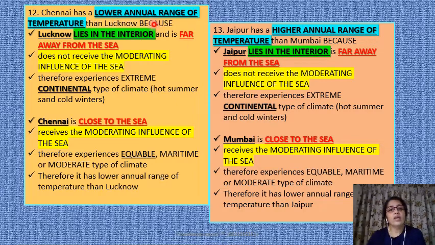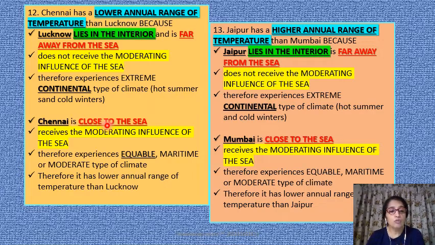Chennai has a lower annual range of temperature. If you have annual range of temperature, it has to do with the influence of the water bodies. It has to do with the moderating influence of the sea. Lucknow lies in the interior and is far away from the sea. It does not receive the moderating influence of the sea. It therefore experiences extreme continental type of climate, hot summers and cold winters.